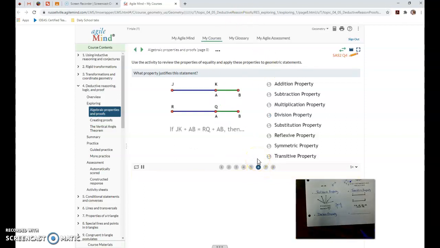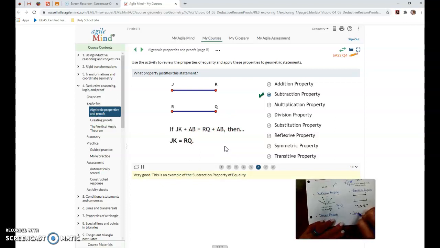The next one, we have a similar one to the drawing we had at the beginning, but this time we're taking away the same amount from both sides. So we had JK, let's go back to that, JK plus AB equal to RQ plus AB, and we took the AB away from both sides. So what property did we use? We used the subtraction property. We subtracted AB from both sides of the equation and kept it equal. So F on your notes is the subtraction property of equality, or just the subtraction property.